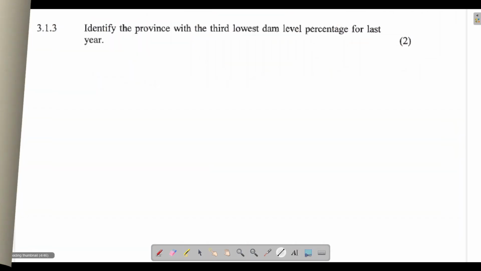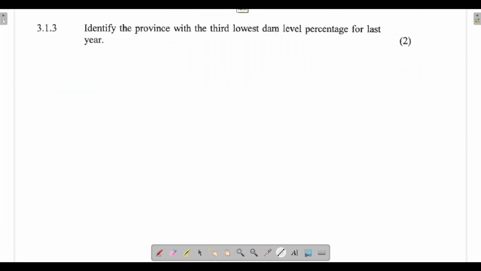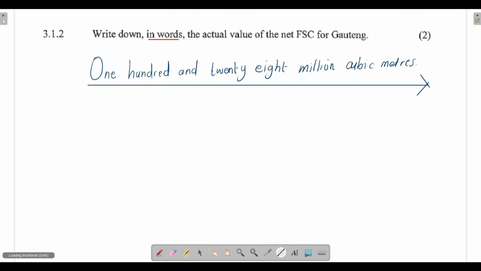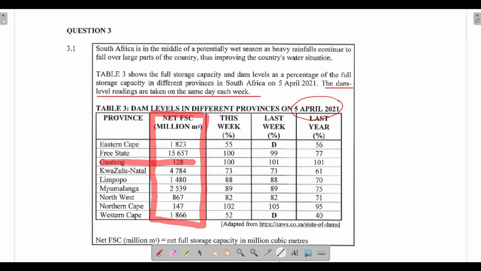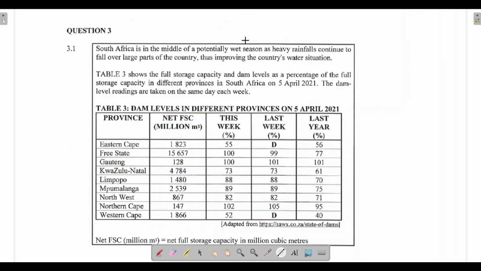Okay, next question, 3.1.3: identify the province with the third lowest dam level percentage for last year, right? So we're going to basically focus our attention on the column that gives us information about the percentage levels of the dams for last year, okay? And we need to determine the province with the third lowest dam level percentage for last year.